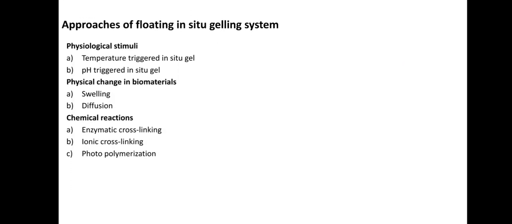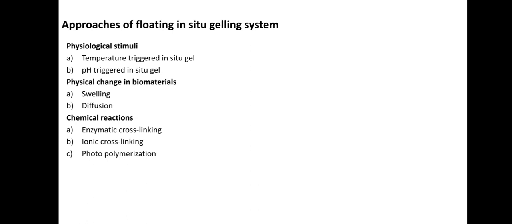What are the approaches for the in situ gel system? There are many approaches. The first one is physiological stimulation. In that there is the temperature triggered in situ gel, which is a commonly used stimulus in environmentally responsive polymer systems for in situ gel formulation. Then there is the pH triggered in situ gel. Due to the pH change a complex is formed, and pH sensitive and pH responsive polymers are used in this manner. The second one is physical change in biomaterial.